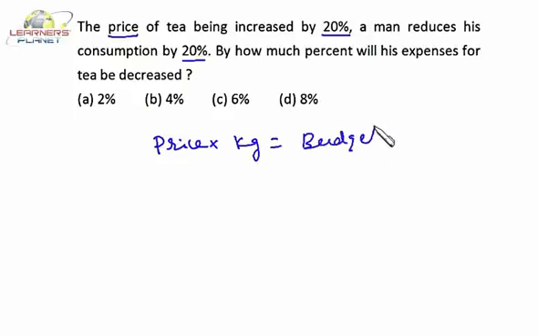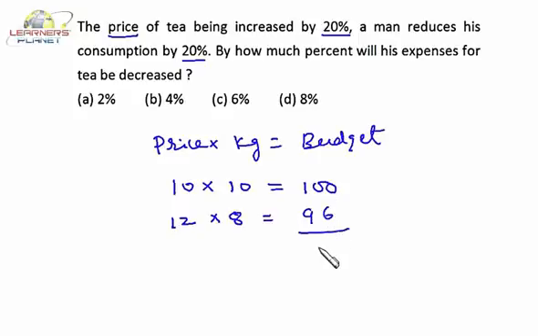Or we can say total expenses on that particular commodity. Now let the price be 10 and we are consuming 10 kilograms a month. That means the budget or the expenses on tea is 100 rupees a month. Now price is increased by 20%, so it's 12, and consumption is decreased by 20%, so it's 8. So the new expenses are 96, so there is a 4% downfall in expenses. So by how much percent will his expenses on tea be decreased? It's by 4%. Okay friends, I hope you are clear.